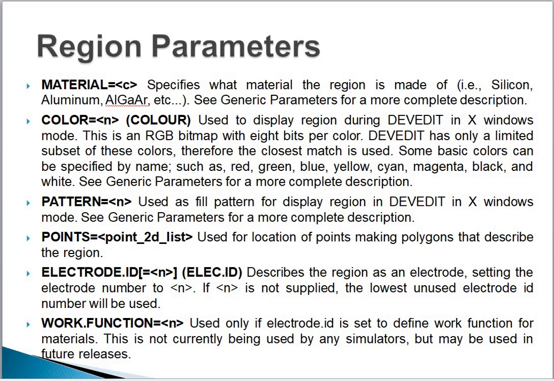Next, electrode ID. Electrode ID describes the region as an electrode. Setting the electrode number starts from 1. If the region number is not supplied, the lowest unused electrode ID number will be used. Next, work function. Used only if electrode ID is set, to define the work function for materials. This is not currently being used by any simulators, but may be used in a future release.